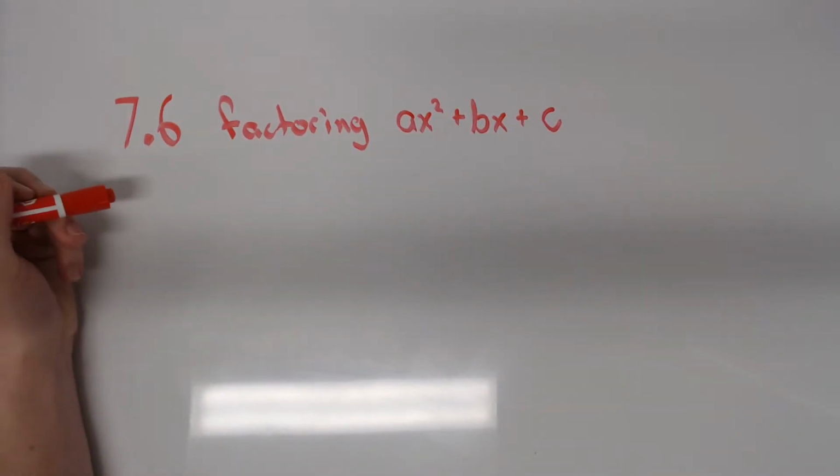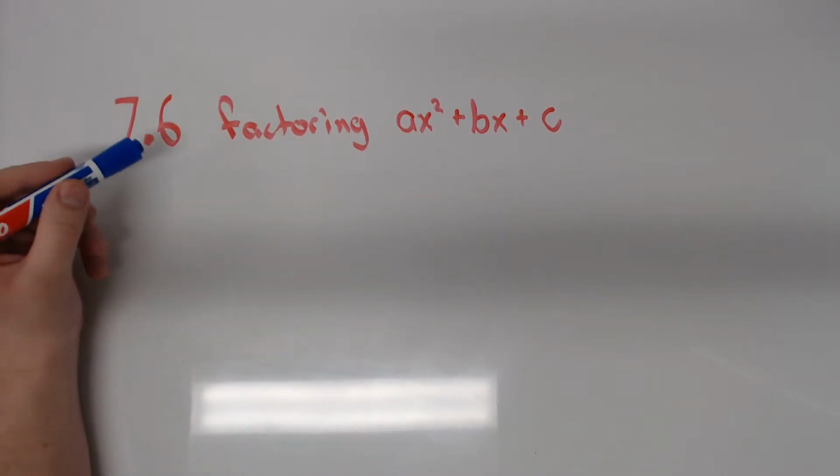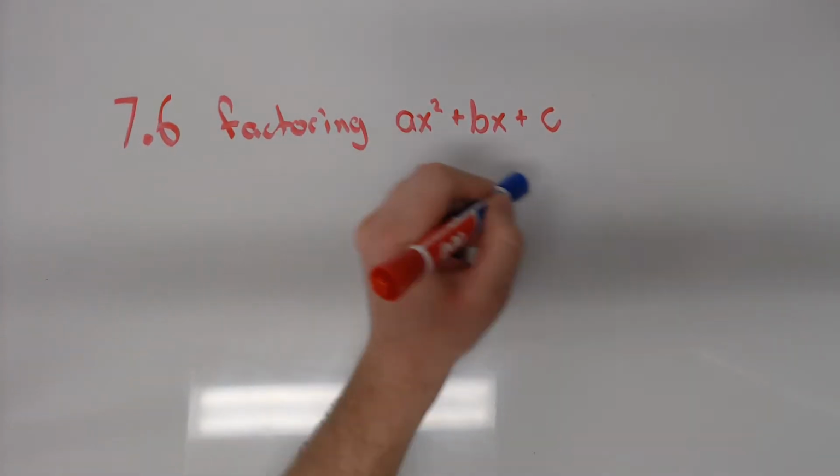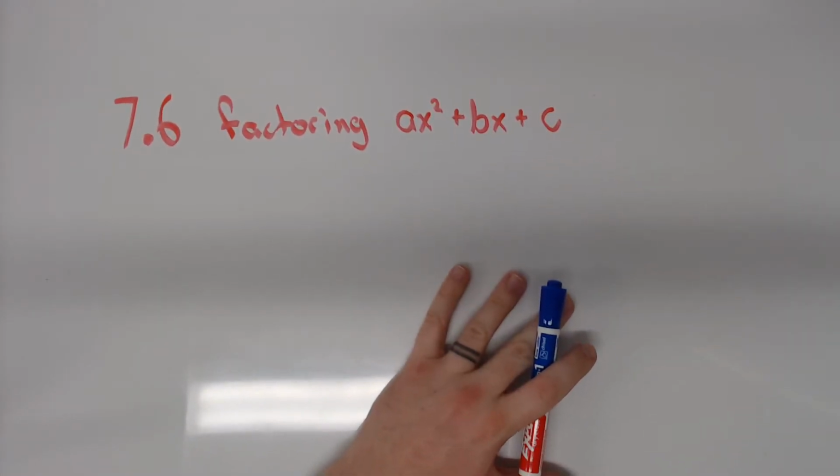7.6, again, out of order. This should come after lesson 7.8. Factoring by grouping is going to be part of my solution for this. All right, what do you need to know going into this lesson?